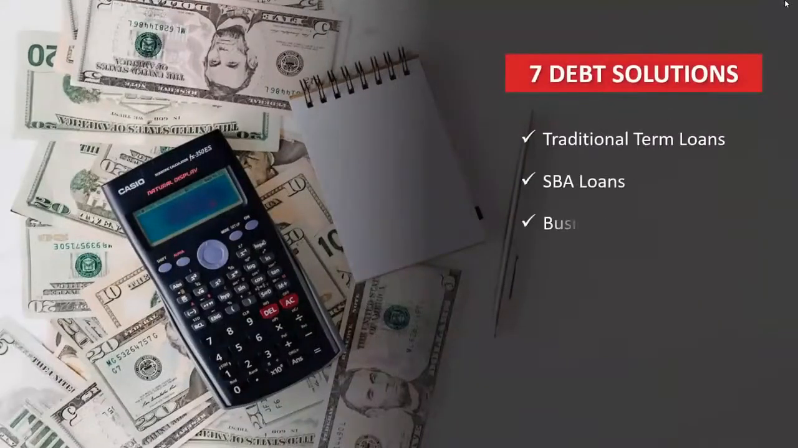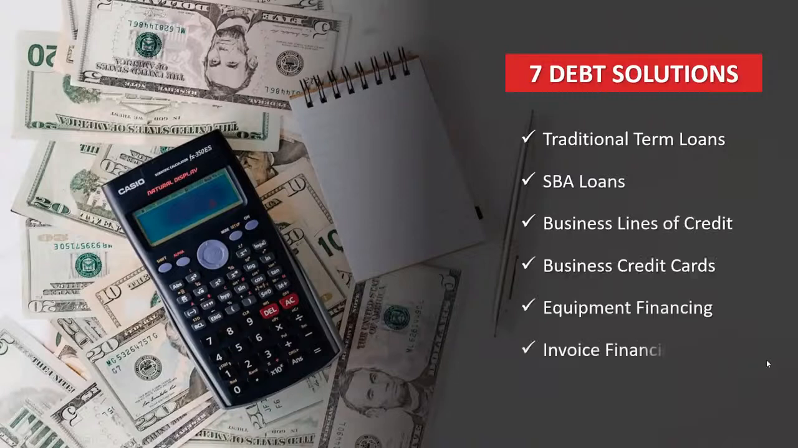We're going to talk about seven different debt solution products: traditional term loans, SBA loans, business lines of credit, business credit cards, equipment financing, invoice financing, and short-term loans. I'm going to go through all these products for small businesses the Short Dollar way, so you'll know in plain English exactly what's going on, because when people give out financial terms, it can be very confusing, especially if it's not your world.